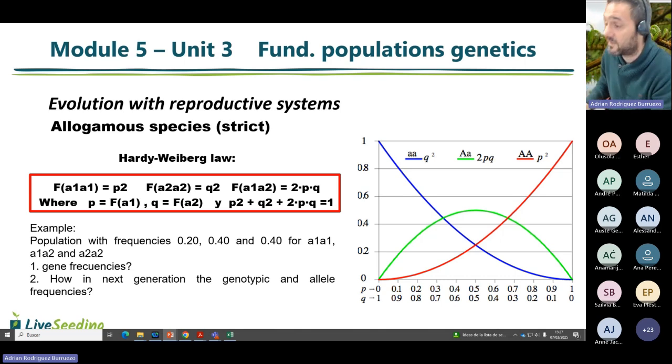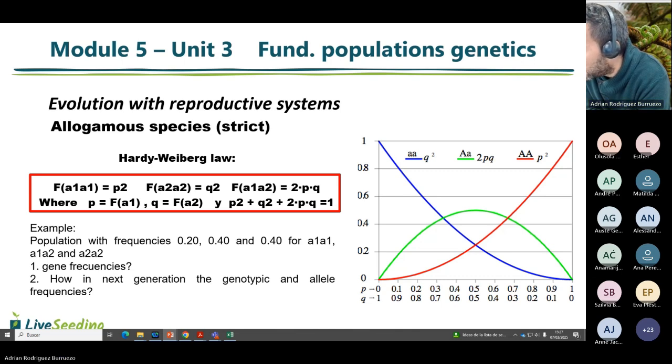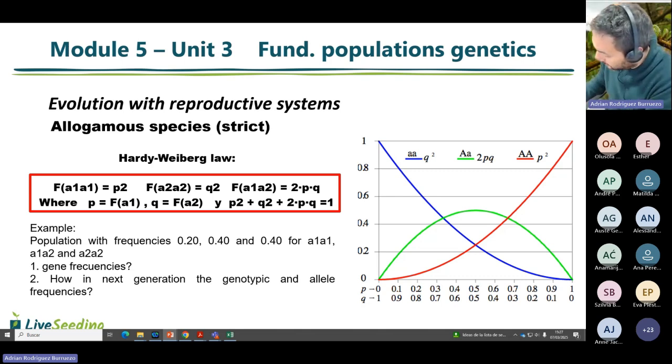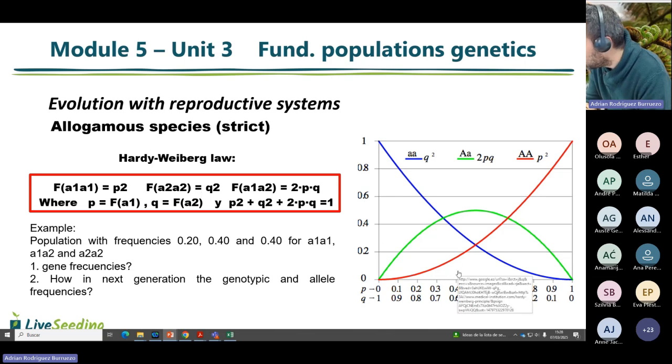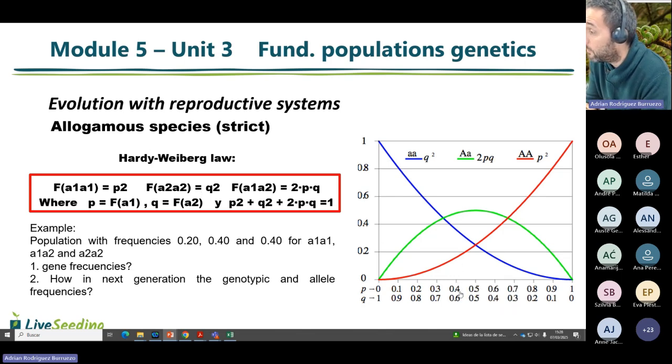And what happens with the frequency of the gene or allele A2? The same. The total frequency of the homozygous A2A2, 0.4, and half of the heterozygous, 0.2. Therefore, 0.6, and 0.4 and 0.6 of allele 1 and allele 2, or P and Q, makes 1. So we could be in the case of 0.4 for P and 0.6 for Q here in the graphic.